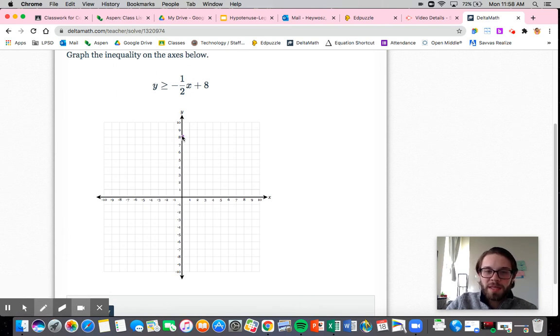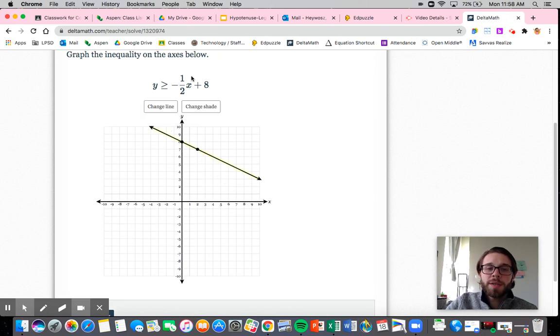We have plus 8. We go down 1 to the right 2. And we do leave it as a solid line because it is greater than or equal to, because we need to include it. This was like the situation where you did the closed circle at 3 or the bracket at 3. We're saying that we do have to include it.